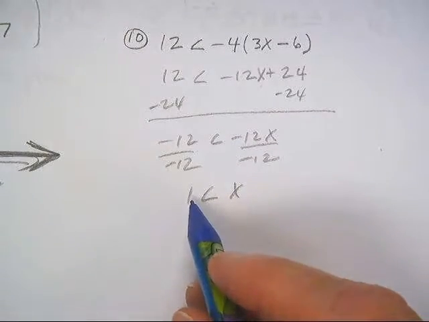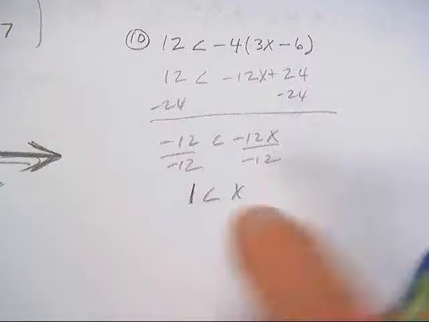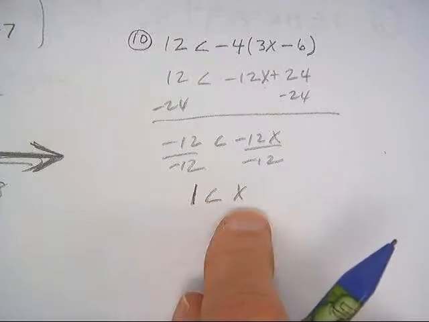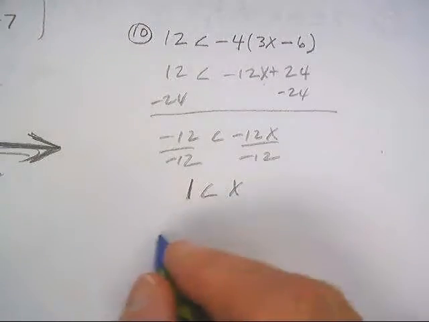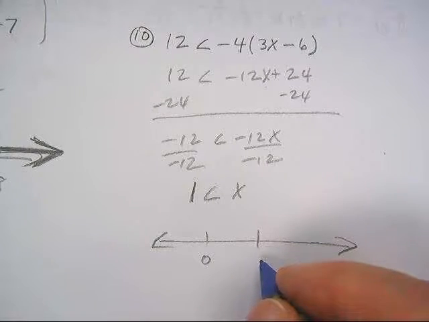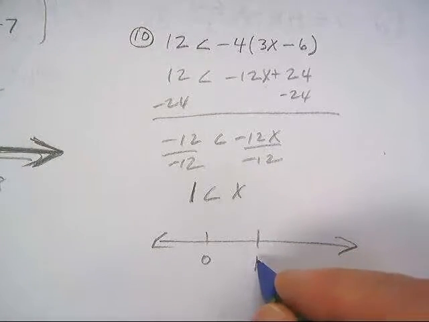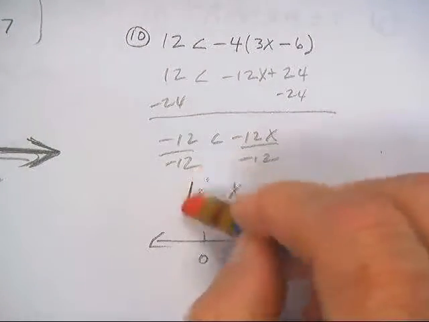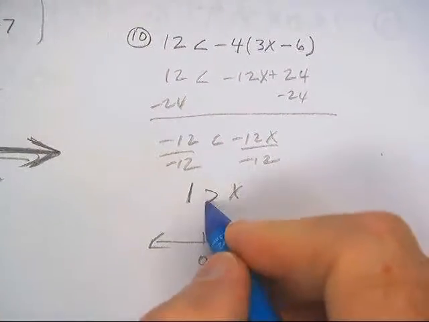Read it backwards. Everybody say it out loud so you get on the video. One is smaller than every x. Okay, so guess what? There's one. I forgot to flip the sign. Okay, there we go. Caught myself.